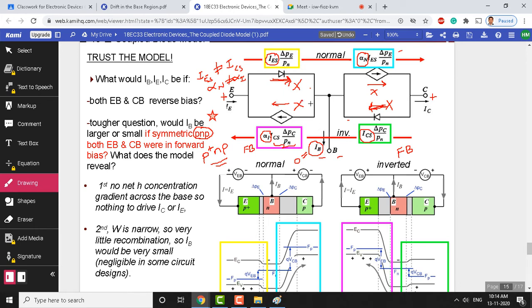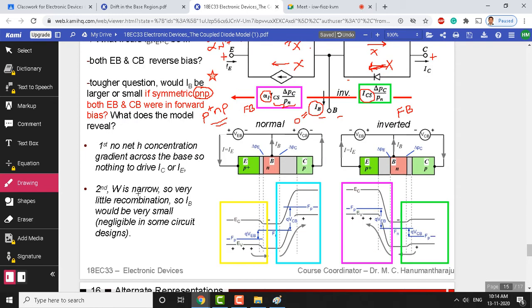When there is equal doping, I mean a symmetrical BJT, you do not see any charge movement here. Therefore, base current will be 0. Since the base is narrow, very little recombination happens, and that will result in a base current here, that is what we said.